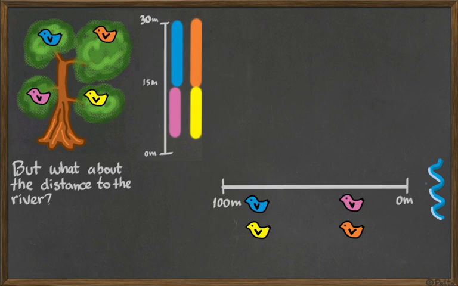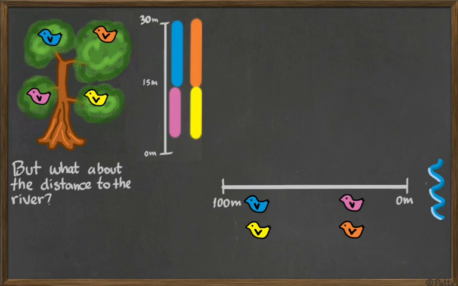Now, what happens if we put another dimension into this niche? Okay, so we had the altitude on the tree, how high on the tree these species live, as one dimension of the niche. And now we have the distance to the river, the distance to the source of water.